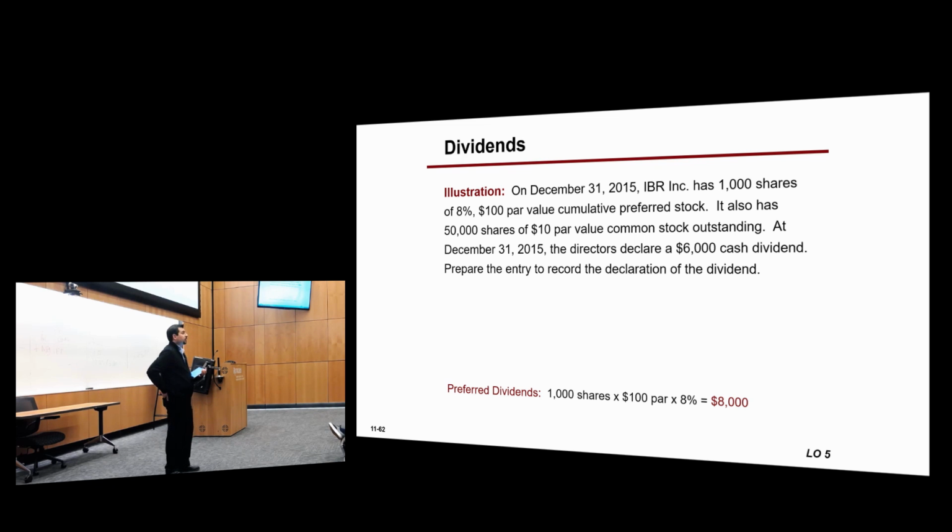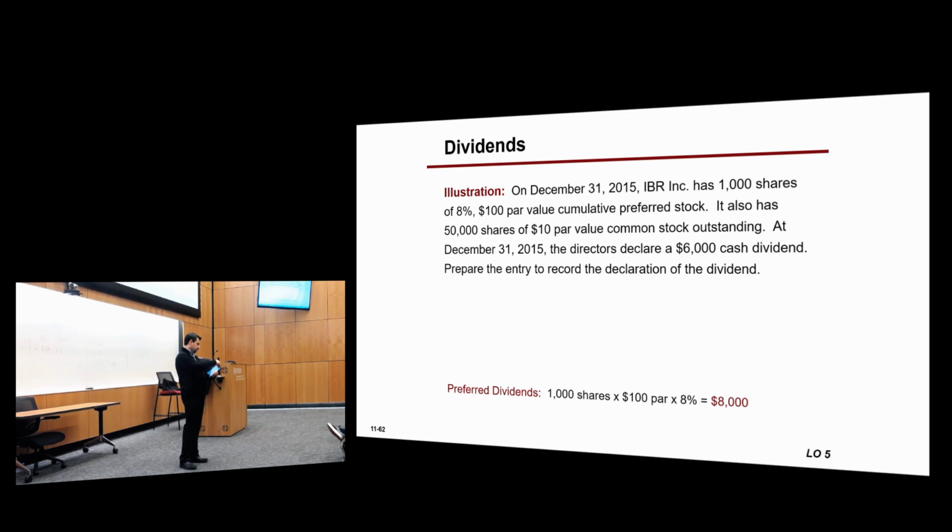Okay? As you can see, the value of each stock is different. The value of common stock is different from that of preferred stock. At December 31st, the board of directors declared a $6,000 cash dividend. First, you need to calculate how much is going to go to the preferred stock. You pay preferred stock. If anything is left, then you can give it to common stock.